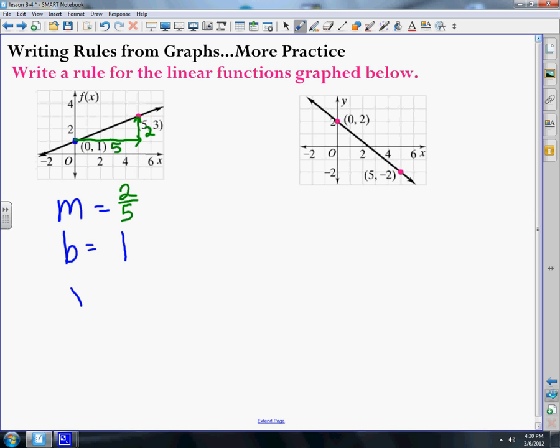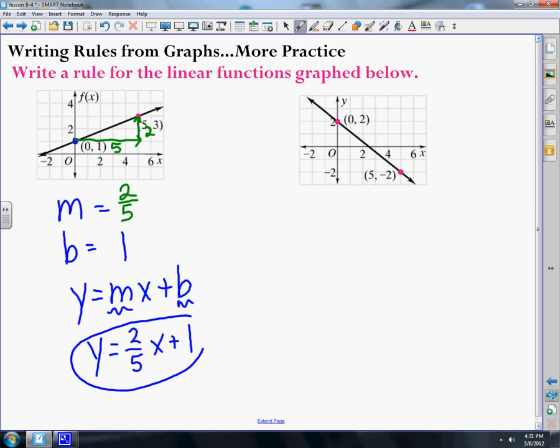So when we rewrite the equation, y equals mx plus b, we're going to replace m with the slope and b with the y-intercept. So y equals 2/5 x plus 1. That is the rule for this graph.